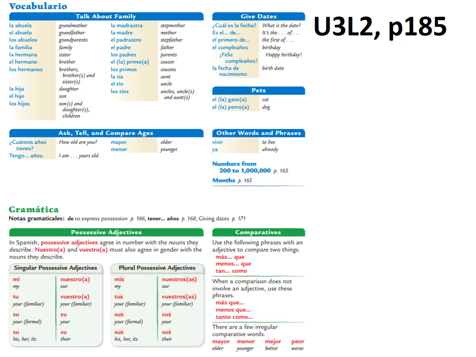Possessive adjectives. In Spanish, possessive adjectives agree in number with the nouns they describe. Nuestro, nuestra, and vuestro, vuestra must also agree in gender with the nouns they describe. So, singular possessive adjectives are as follows: mi, my, tu, your, su, can also be his, her, or its. Nuestro or nuestra, our. Vuestro or vuestra, your, plural, or y'all's. Su, your, su, their.